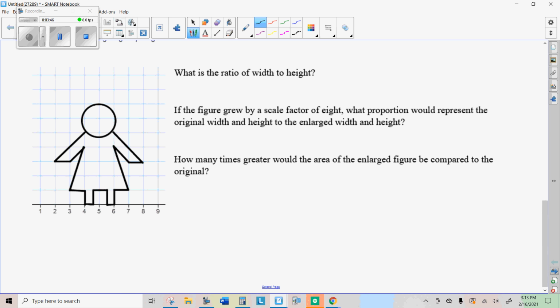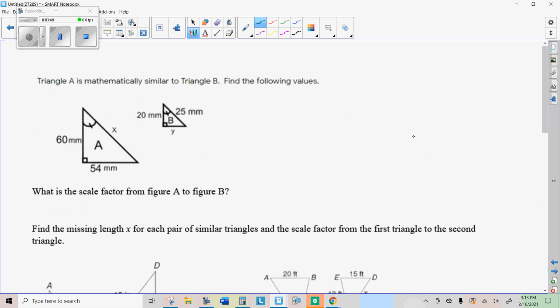so on the next page, triangle A is mathematically similar to triangle B. What that means is the corresponding angles are the same. You can see that here. This angle is the same as this angle. These are both the same because they're both right angles. And that means the last ones must also be the same, right? So we want to find the missing values like x. So we need to take two corresponding sides like 60 and 20 and make a ratio of those.